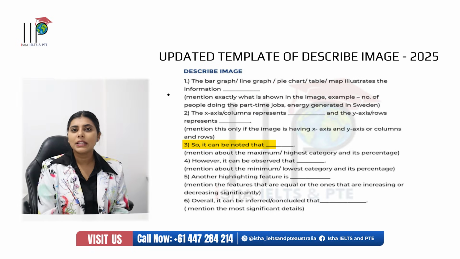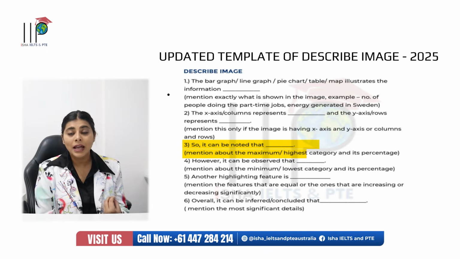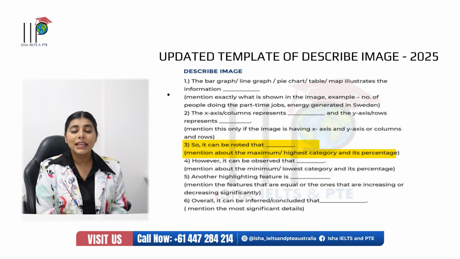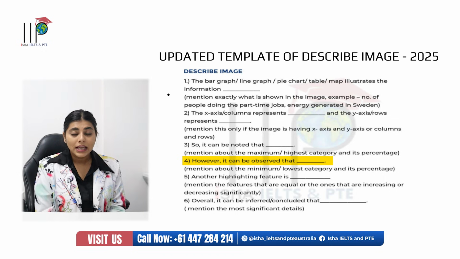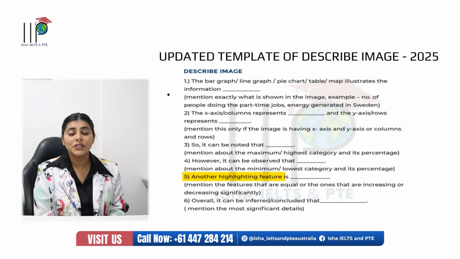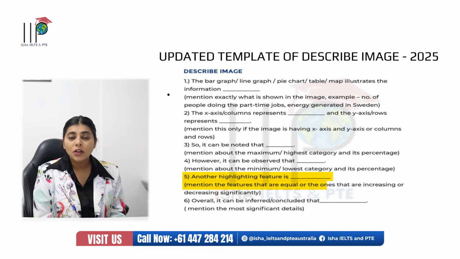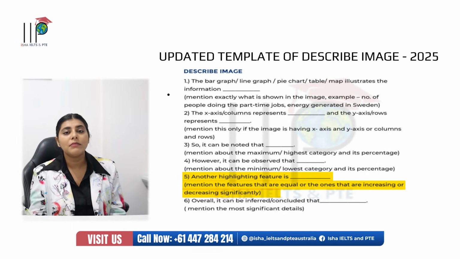So it can be noted that in this line we are going to mention the aspect that is maximum along with its percentage, and then we are going to move ahead and say, however, it can be observed that in this one, we are going to discuss the aspect that is minimum along with its percentage. Another highlighting feature is, in this one, we can mention anything which is equal, or if there is nothing equal, then we can discuss any other 2 random aspects.